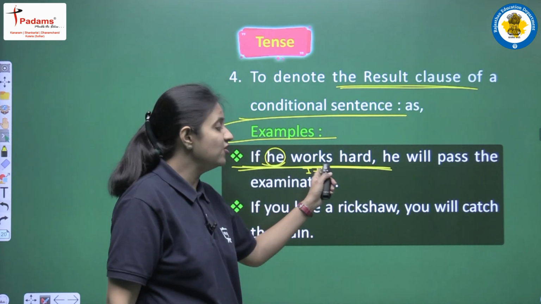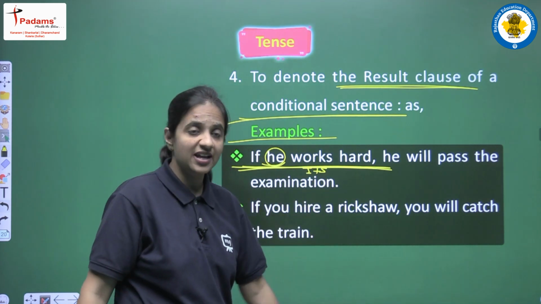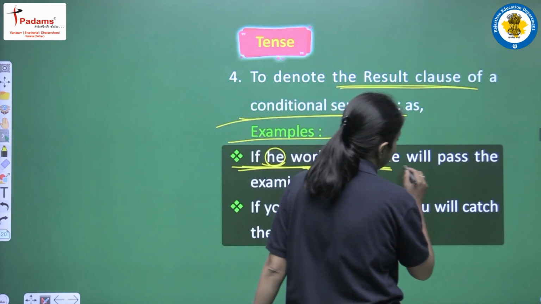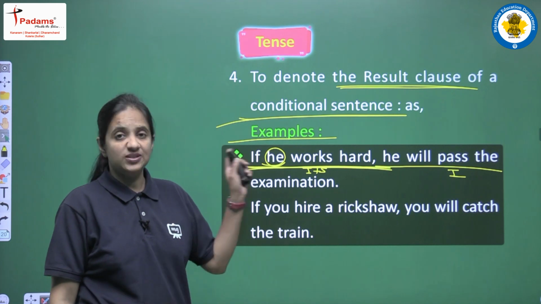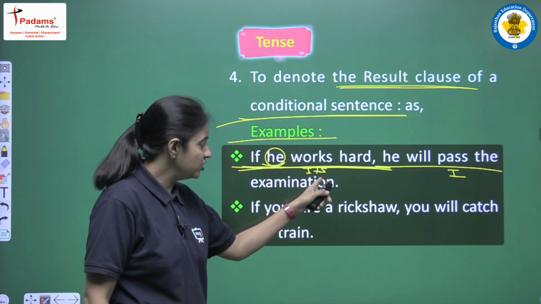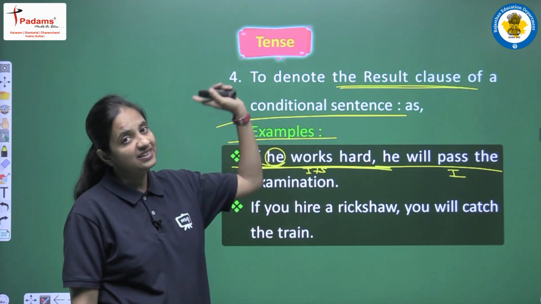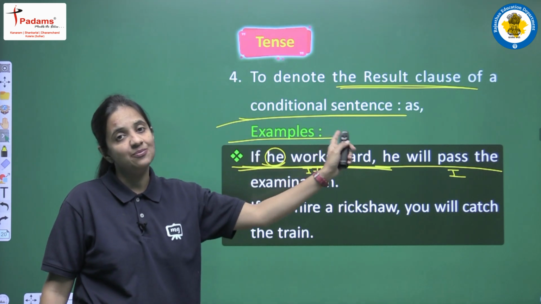So in the condition clause we are having present simple tense, and in the result clause we are having will plus first form, that is future simple tense. Okay, so this is the structure. In the condition clause we are having present simple tense, and in the result clause we are having future simple tense.